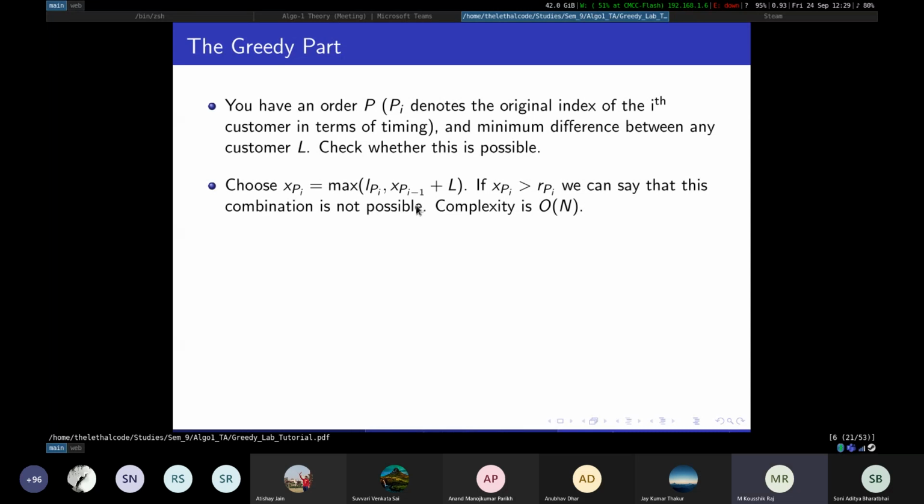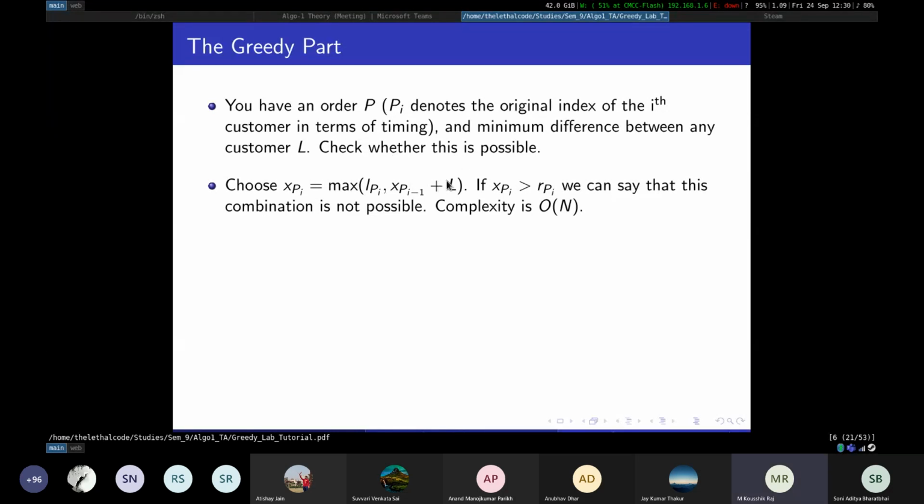This will work. But what if this XPI plus L is greater than RPI? That's a possibility, right? If XPI plus L, that is the XPI minus 1 plus L, that is, L minutes after the previous customer comes and gets the order, for the current customer, it's out of their available time. What does it mean? The person has to come out of its available zone. That is not possible. So what it means is that for that particular P and L, there is no valid ordering. You can just directly say that this ordering is not possible. We have to move on to the next possibility.